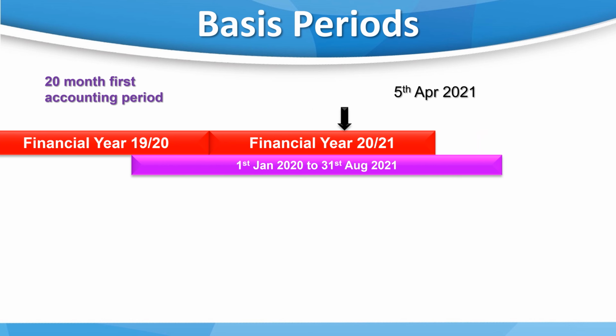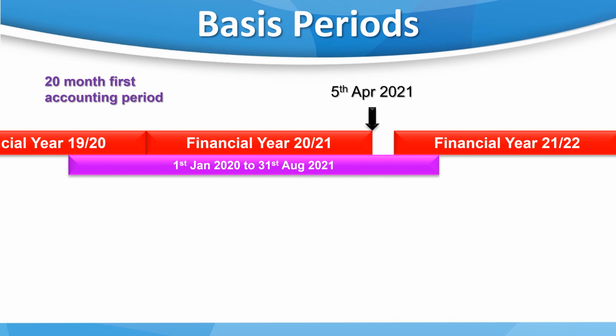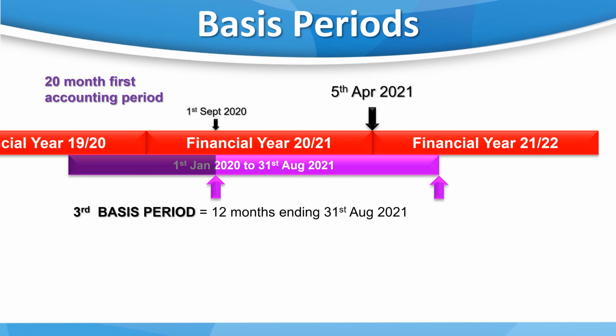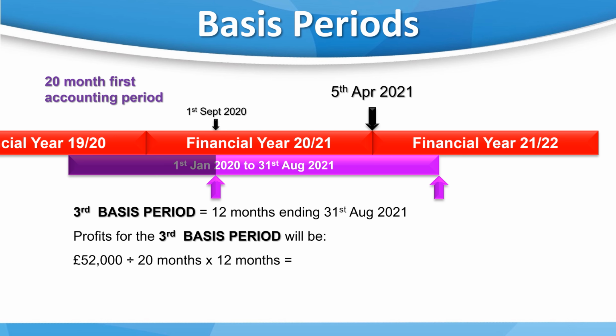Now let's move on to the third financial year. And this time we do have a year end in the financial year. So we use the 12-month period ending the 31st of August 2021 as the third basis period. And the calculation is £52,000 divided by 20 multiplied by 12, which is £31,200.